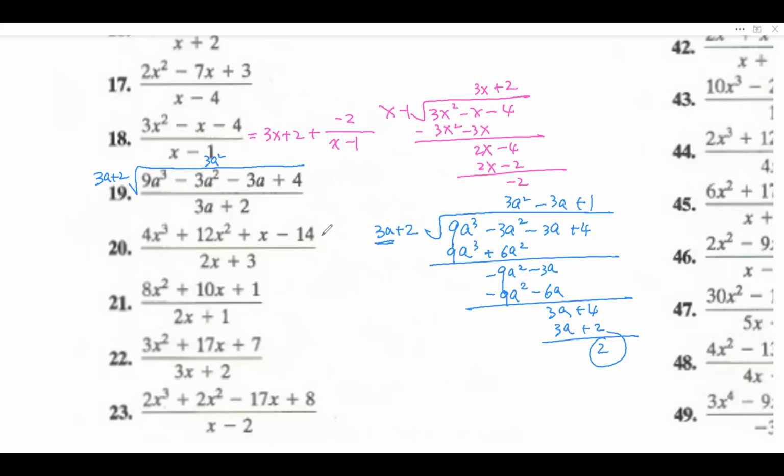Remainder is 2. So this one you can write like this. This is equal to 3a squared minus 3a plus 1. And the remainder is 2. We need to write like this. Keep this one. The remainder is right on top here, right? And the denominator you still keep. Sounds good.